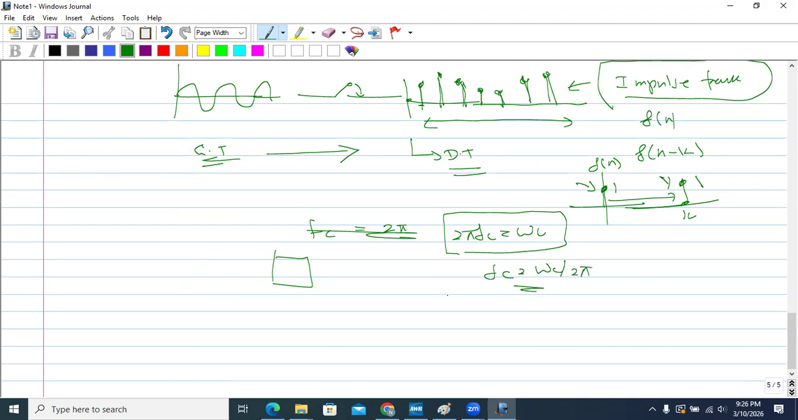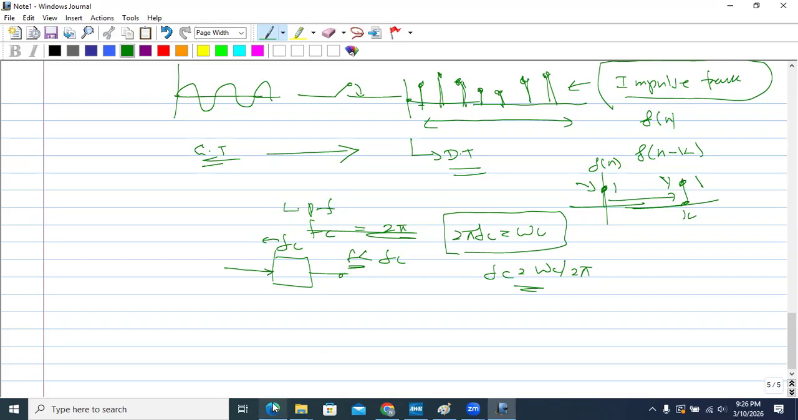So the cutoff frequency is given as FC, and if you input some frequency, since this is a low pass filter, only low frequencies will be passed. All the signal components less than FC will be passed. That is what the cutoff frequency means. So this is the maximum frequency that can be passed by this low pass filter, FC.